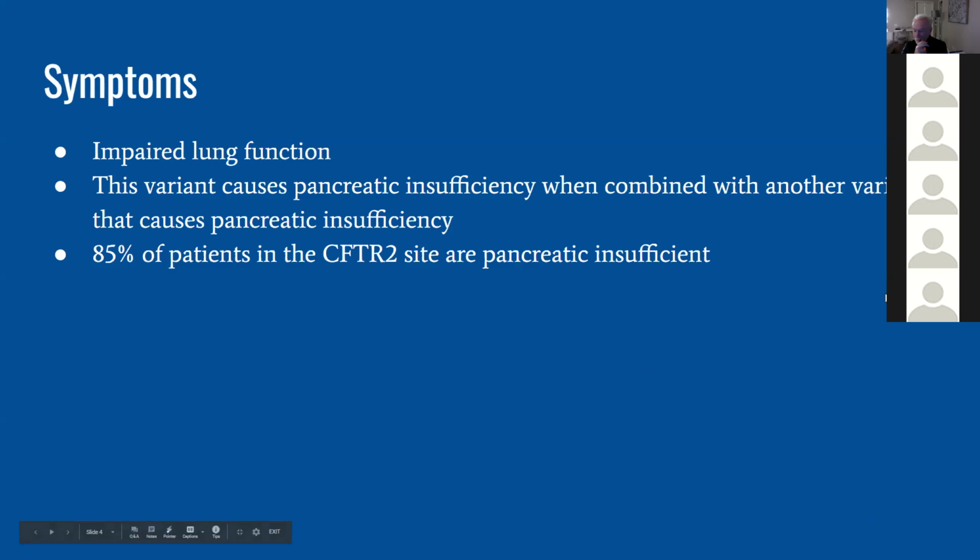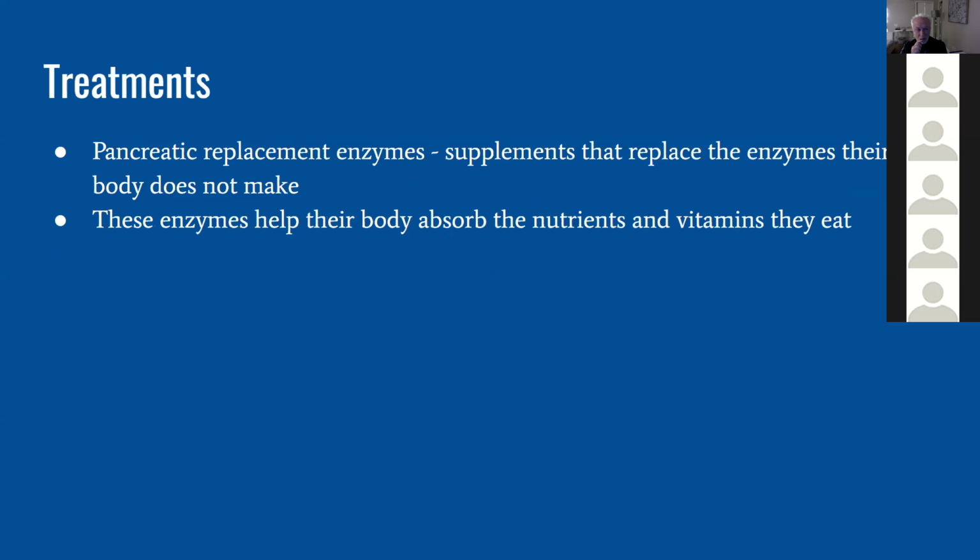Next, the symptom of this variant is impaired lung function, and if this variant is combined with another variant that causes pancreatic insufficiency, then pancreatic insufficiency can also occur. On the site, 85% of patients are pancreatic insufficient for both variants, if that makes sense. And for pancreatic insufficiency, a treatment is taking pancreatic enzyme replacements, which are supplements that replace the enzymes that their body does not make. These enzymes help the body absorb the nutrients and vitamins they eat.